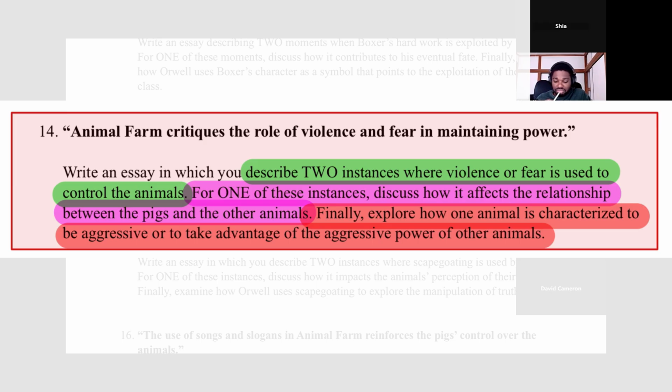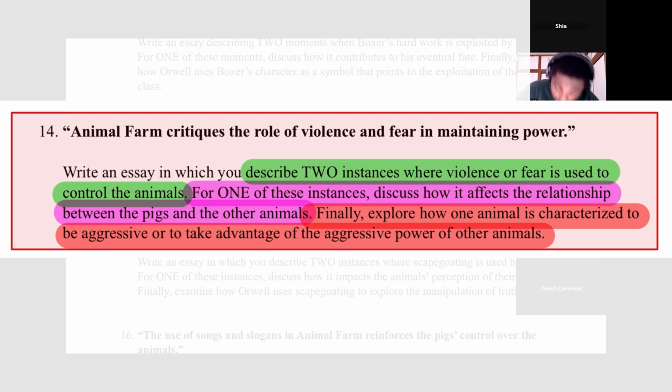The final part, explore how one animal is characterized to be aggressive. I still chose the dogs, how the dogs were used as part of the militant part of his army, his private, totally murderous part of his army, specifically designed for him to keep all the other animals in a continuous subdued state. He's taken away their voice. And he would keep those dogs for the rest of his experience as being the ultimate ruler of Animal Farm. Thank you, sir. Nice.